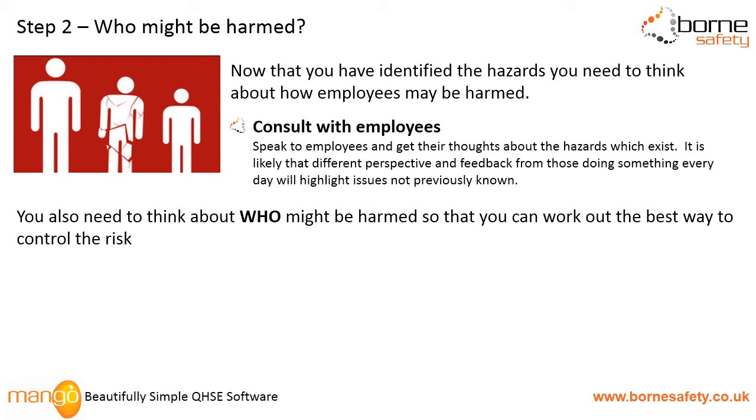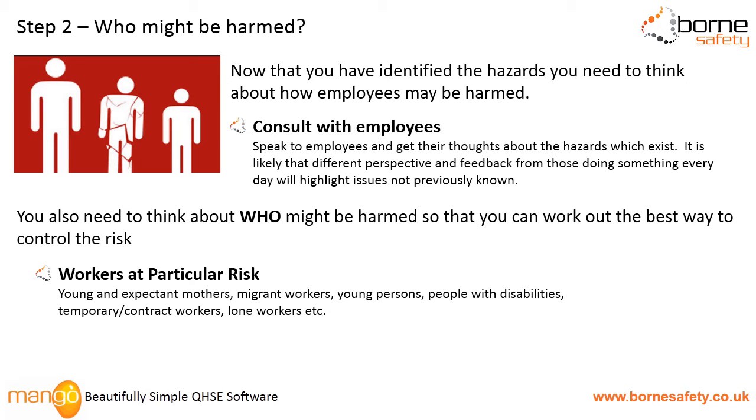Think about who might be harmed so that you can work out the best way to control the risk. There might be people at particular risk, for example, new or expectant mothers, perhaps, young workers who might not be quite as knowledgeable about risks in the workplace or have enough experience to be able to understand risk properly. There might be people with disabilities who may be at particular risk, or temporary contract workers, for example, who aren't normally in an area, and lone workers, of course, who may be very competent, but clearly if they are injured and they're all alone, then potentially the outcome can be a lot worse and might need particular consideration.